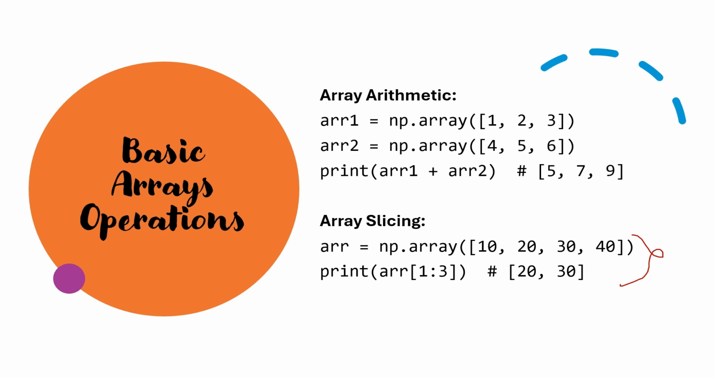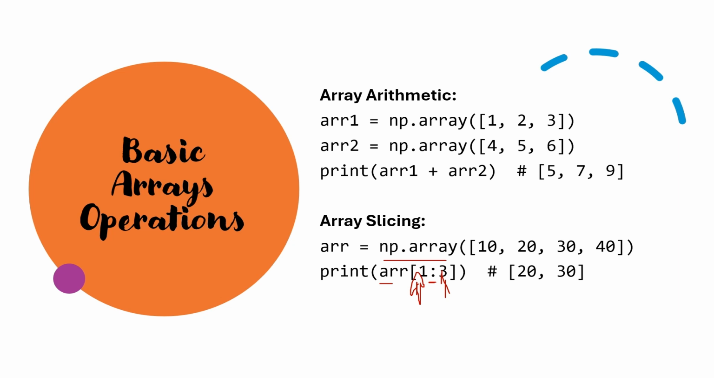For the first step, we import numpy as np, and in the second step, we create an array using np.array. You can slice arrays using the colon operator. The general syntax for slicing is array in brackets, start index and stop index, with the colon operator in between.